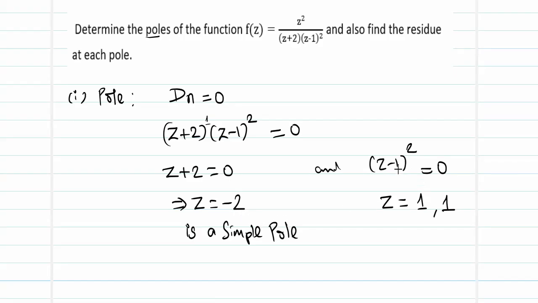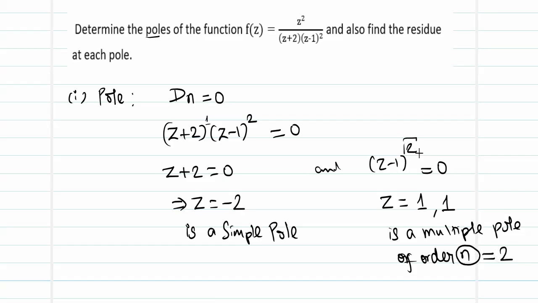But z equal to 1, which is of power 2, is called a multiple pole of order n. And what is the order n over here? n is equal to the power over here, which is 2. So I refer to z equal to minus 2 as a simple pole and z equal to 1 as a multiple pole. Now I have estimated the poles of the function f of z as asked in the first part. What is the second part? They are asking me to find the residue at each of the poles.